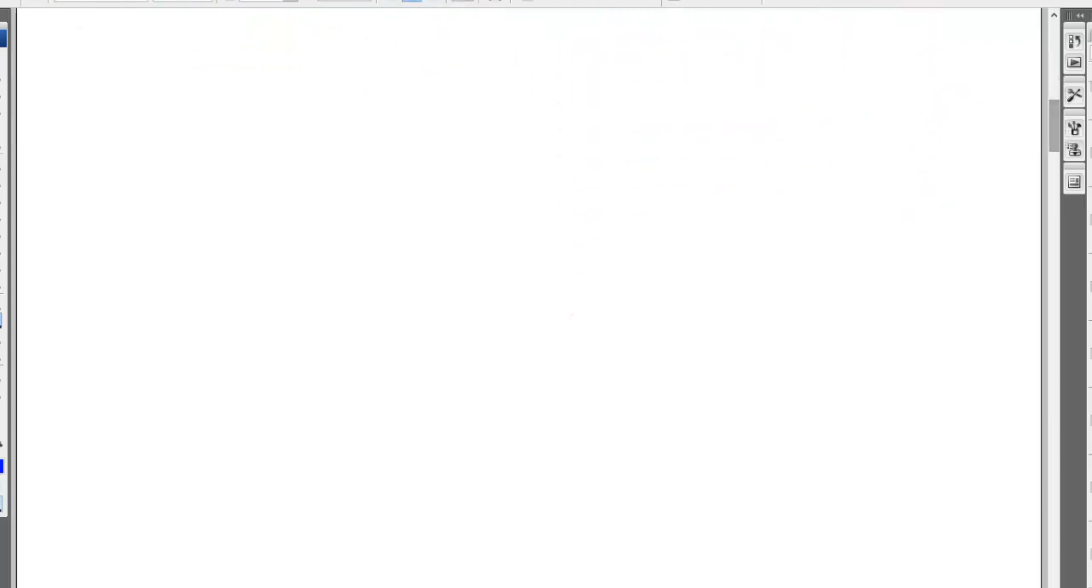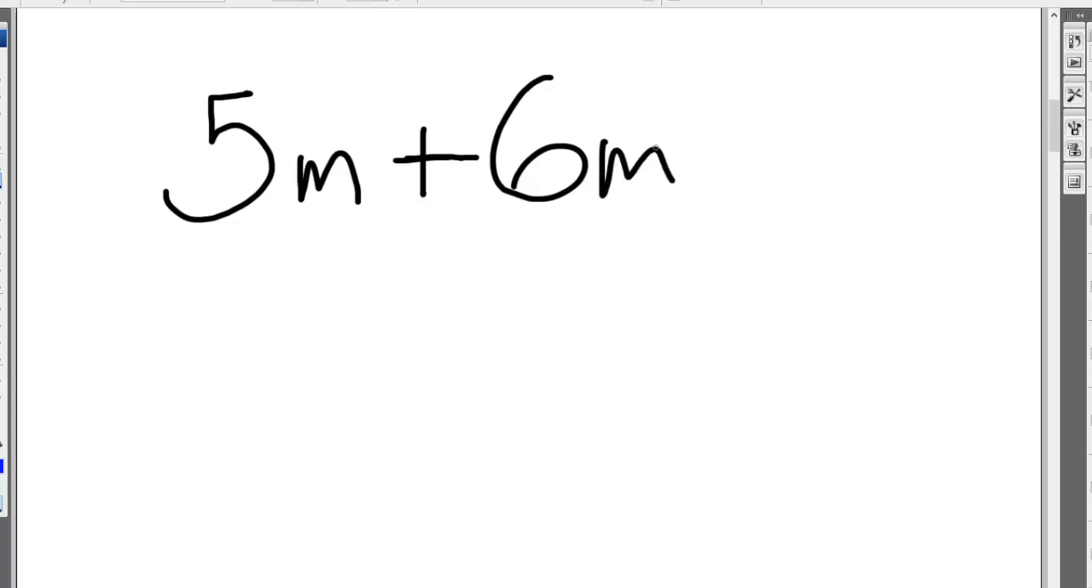For example, what might that look like? Well, if we have, for example, the coefficient 5m plus 6m, the variable and the exponent have got to be the same for us to combine these terms, and they are the same. It's an m and an m, so the answer is 11m.